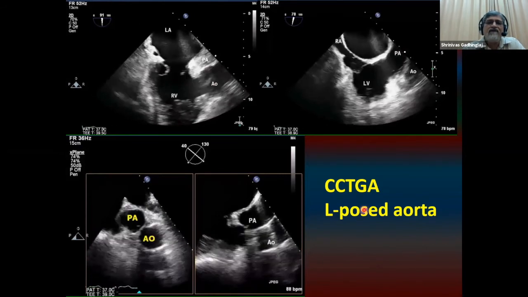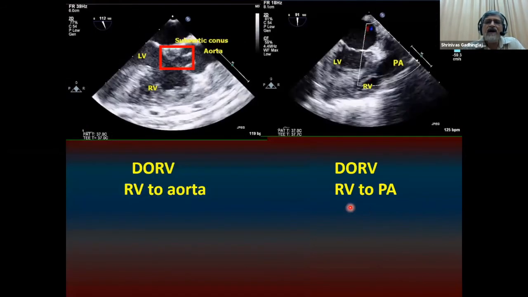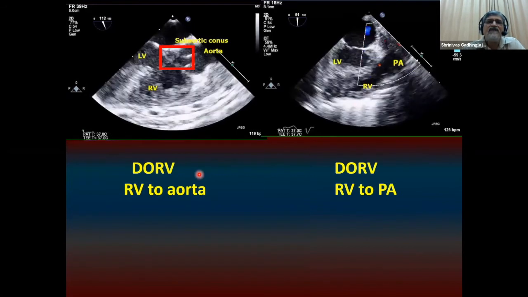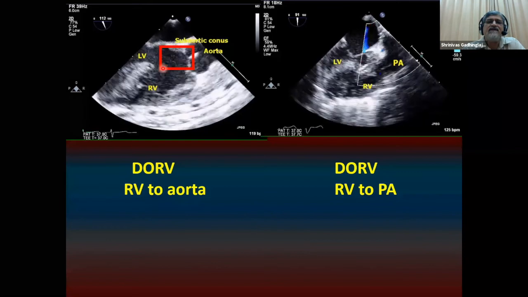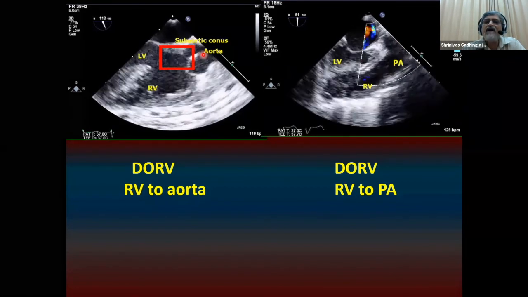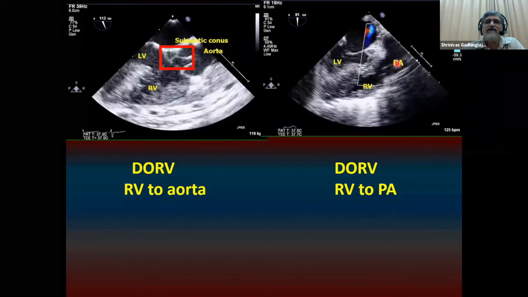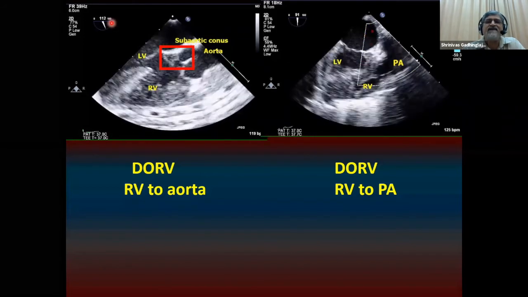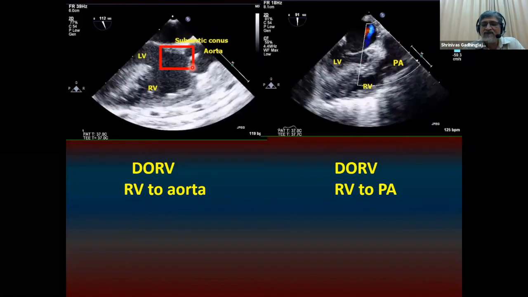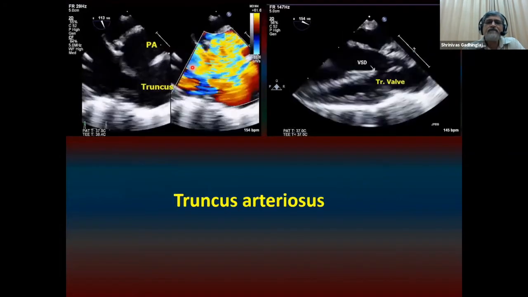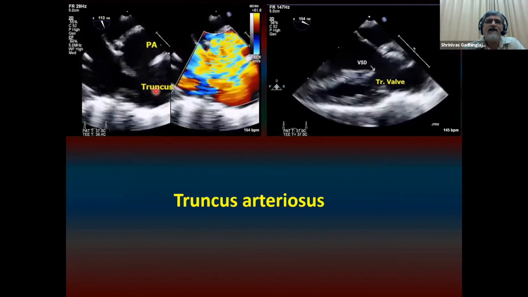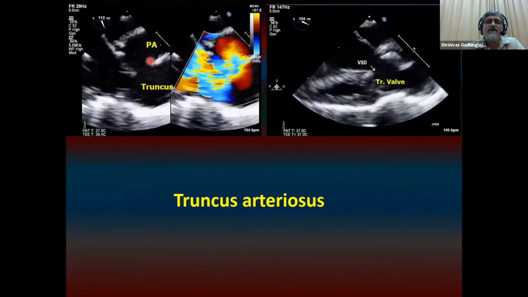And now the DORV. In DORV, both the aorta and pulmonary artery are committed to the RV. So in this patient, you can see the RV is draining into the aorta, or opening into the aorta, and the RV is also opening into the pulmonary artery. With a slight change in the sector angle, you can see both the great vessels committed to the RV. This is DORV.